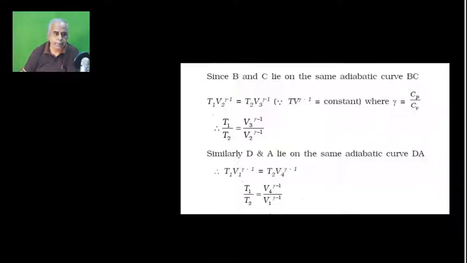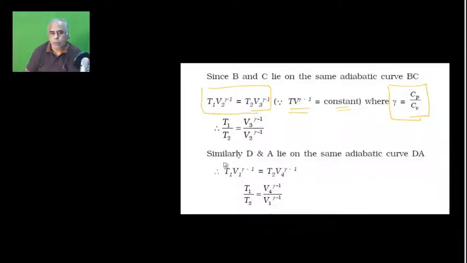Okay, right. And next, in the case of adiabatic expansion, we already discussed adiabatic processes, where TV power gamma minus 1 is constant. That is, T1 V2 power gamma minus 1 is equal to T2 V3 power gamma minus 1. Because TV power gamma minus 1 is constant according to the adiabatic process, and this gamma is nothing but Cp by Cv. So now we have this equation. T1 by T2 is nothing but V3 power gamma minus 1 by V2 power gamma minus 1.